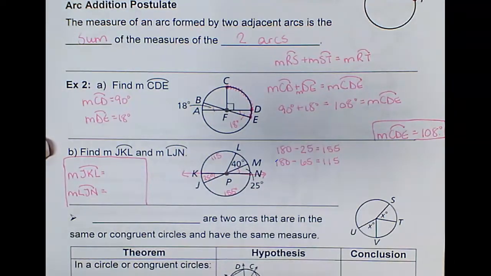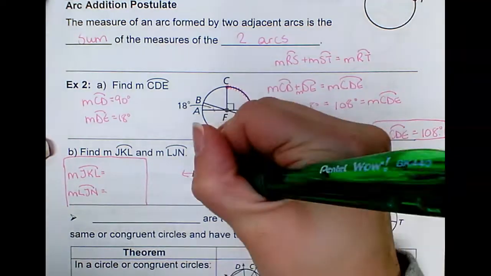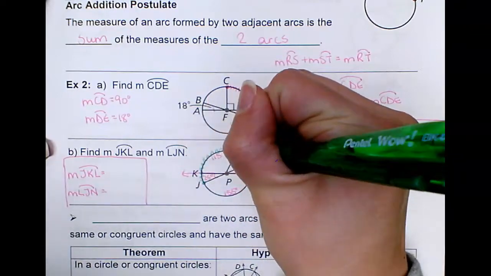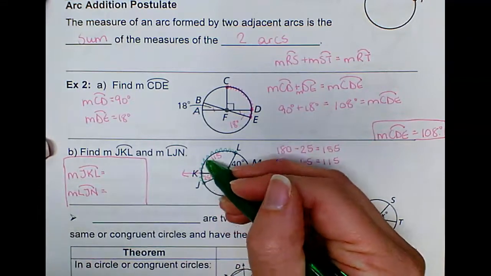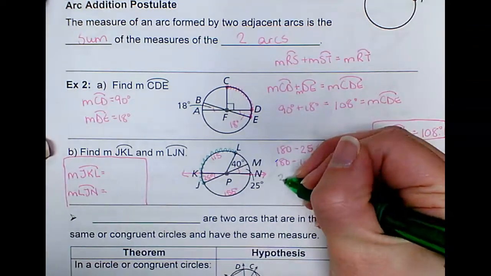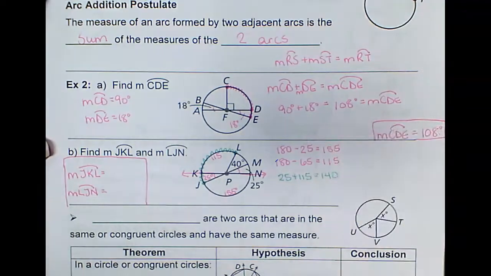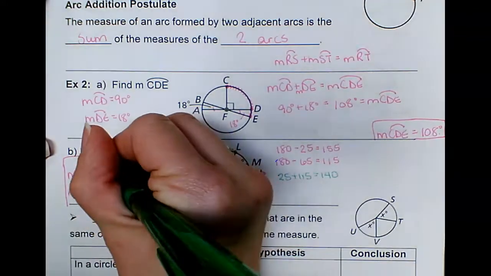So whenever I go find the pieces that I'm asked for, I can just add up all of the arcs that create those arcs that I'm being asked to find. So JKL is right here. To find the measure of arc JKL, I would add up this arc 25 degrees and this arc 115 degrees, and 25 plus 115 equals 140. So the measure of arc JKL would be 140 degrees.